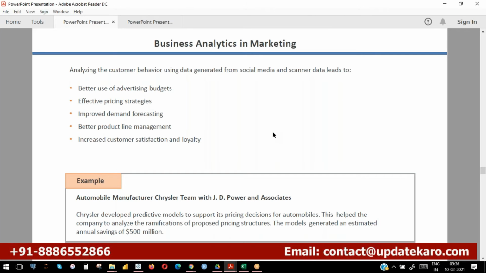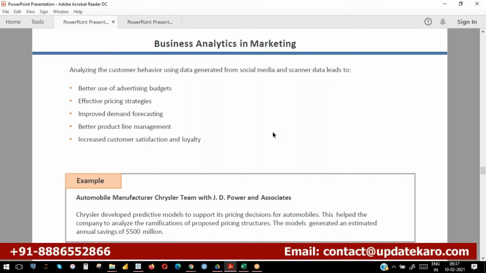And then business analytics in marketing. What is marketing? Marketing is advertising, right? Basically advertising the products. Business analytics is used to understand all these things: better use of advertising budgets, effective pricing strategies, improved demand forecasting, better product line management, increased customer satisfaction and loyalty. All these things will be taken care of in the marketing area.